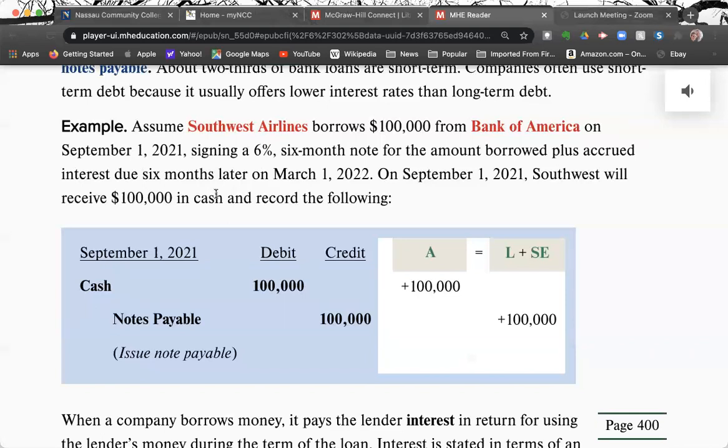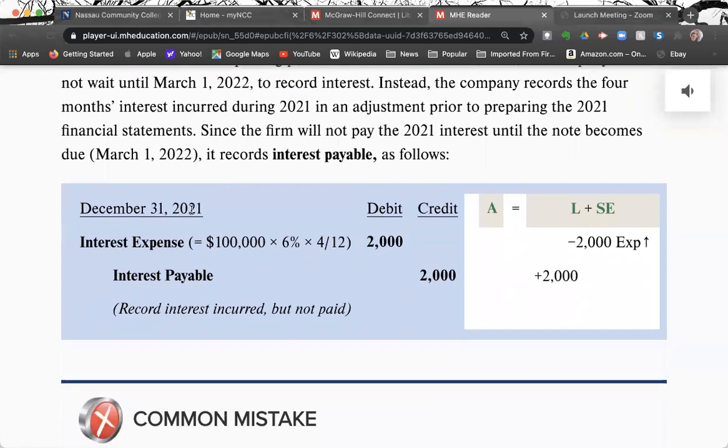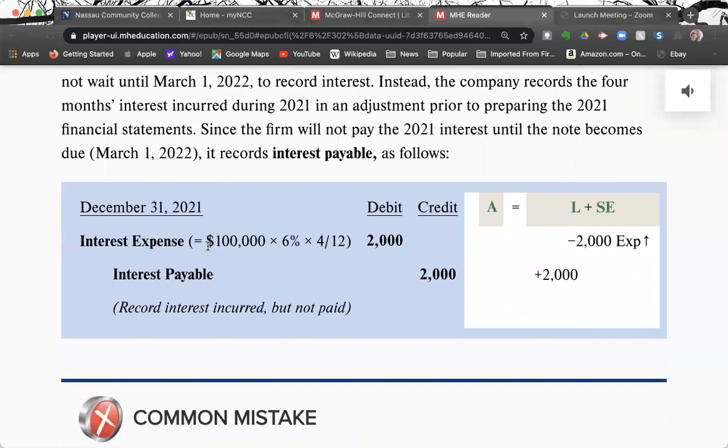We will have to make a journal entry to record the interest that has accrued on that note from September 1st through December 31st, right? And that should be the next entry they show you. Now on December 31st, we have to record interest expense for 4 months. And you can count on your hand, right? September, October, November, December. 4 months from September 1st through December 31st.